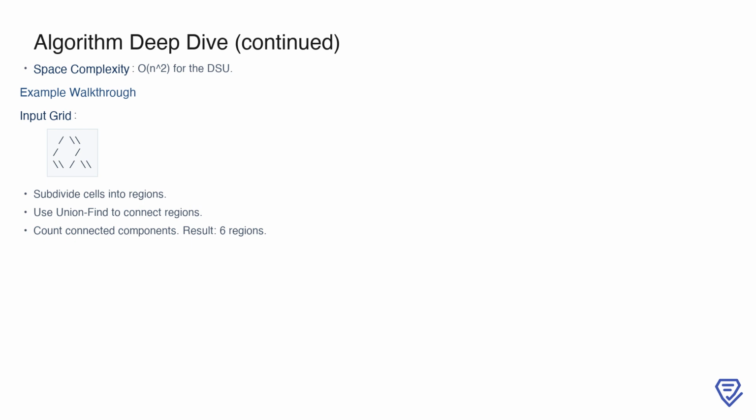Suppose the input grid looks like this: a forward slash in the top left, a backslash in the top right, and other slashes and spaces distributed throughout. We subdivide each cell into regions and use union find to connect them based on the cell's content and adjacency. After processing the entire grid, we count the number of unique connected components. In this example, the grid results in 6 distinct regions. This demonstrates how the algorithm systematically counts regions by managing connections and efficiently tracking components using union find.